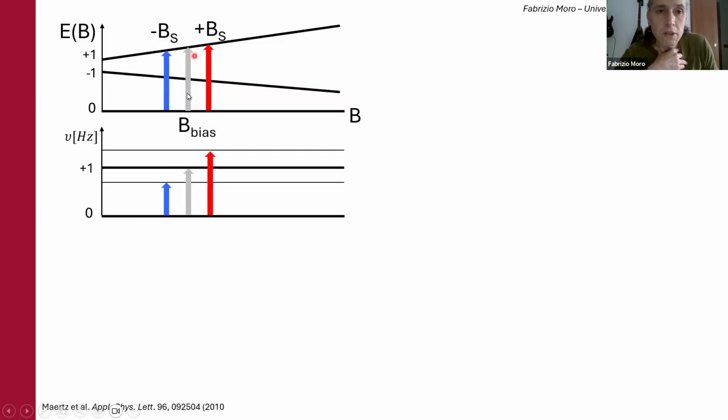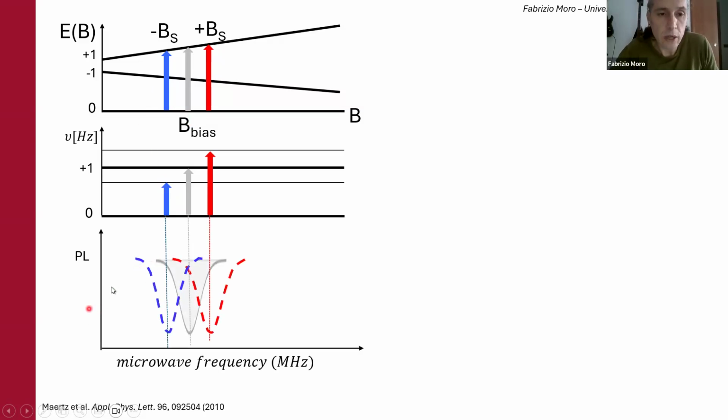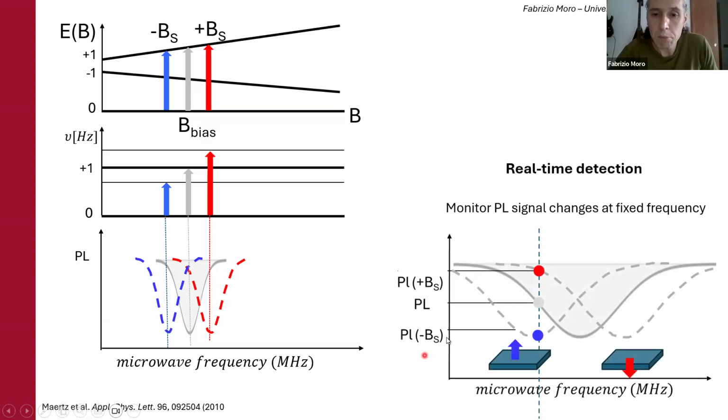Therefore, the transition from 0 to +1 will shift to higher frequency for the positive sample field, or to lower frequency for the negative sample field. And so these are actually the results that you get if you measure the ODMR spectrum. You see that your resonance line will shift to higher or lower frequency depending on the polarity of the sample. And then we can exploit this effect in order to detect in real time the magnetic field polarity if we simply monitor the PL signal at a fixed microwave frequency.